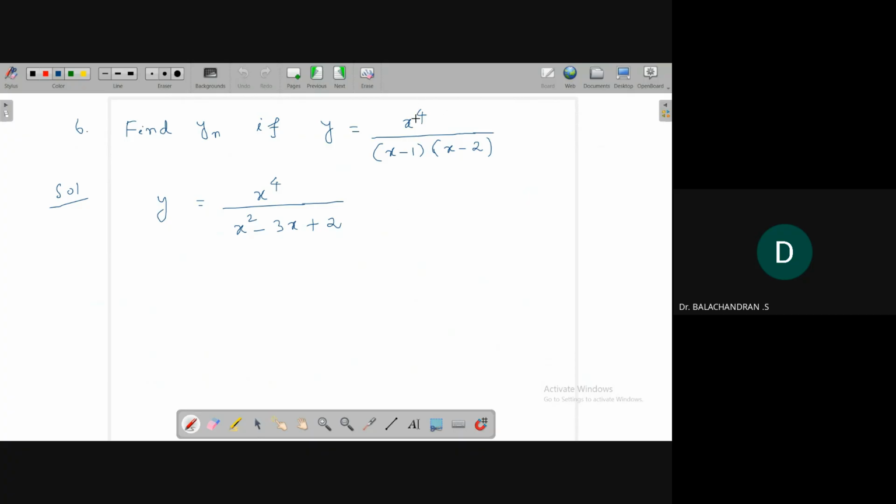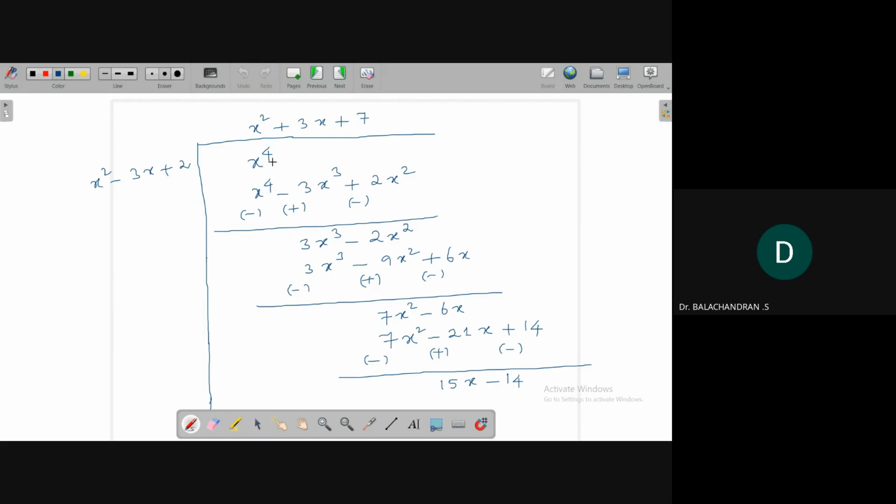But here the numerator degree is more than the denominator degree. So that's why you cannot apply partial fraction directly. First you should divide the numerator by the denominator by the long division method that you studied already. So y is equal to x power 4 by, if you simplify this, x square minus 2x minus x, that is x square minus 3x plus 2. Now I'm going to divide x power 4 by x square minus 3x plus 2. This is the dividend, this is the divisor.